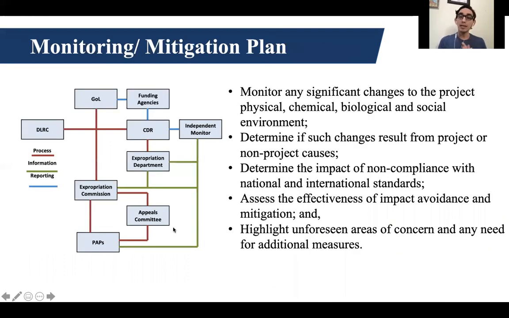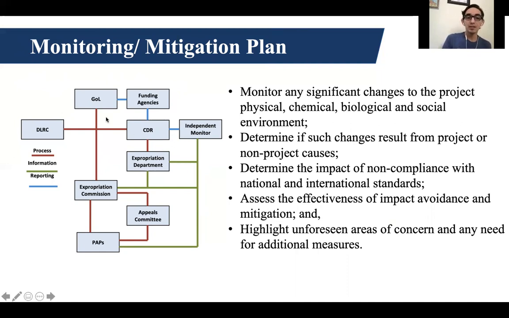The monitoring and mitigation plan has 5 different objectives. Basically, monitor any significant change to the project's physical, chemical, biological, and social environment; determine if such changes result from the project or non-project causes; determine the impact of non-compliance with national and international standards; assess the effectiveness of impact avoidance and mitigation; and finally, highlight the unforeseen areas of concern and any need for additional measures.